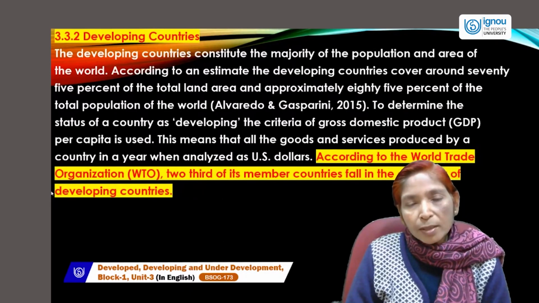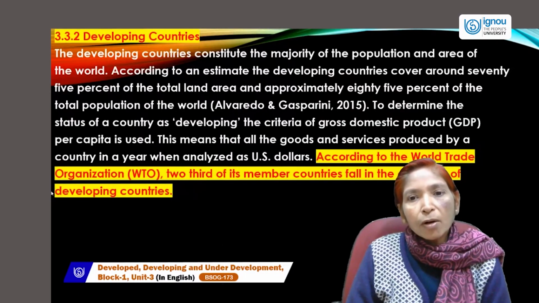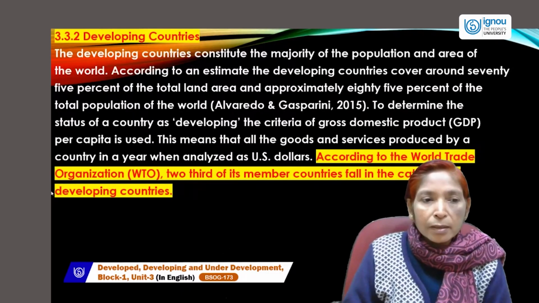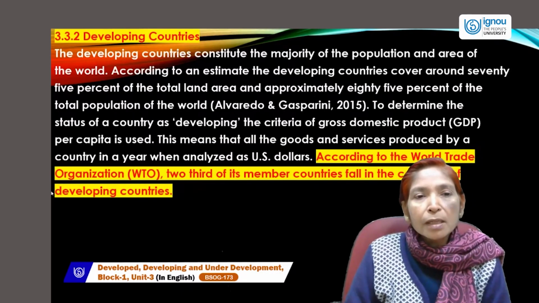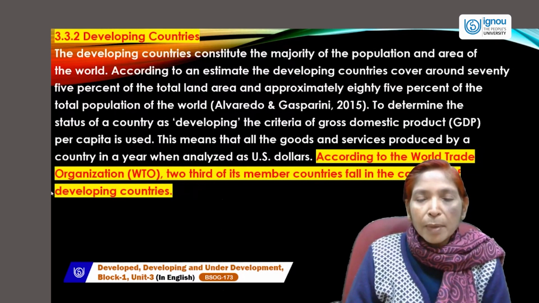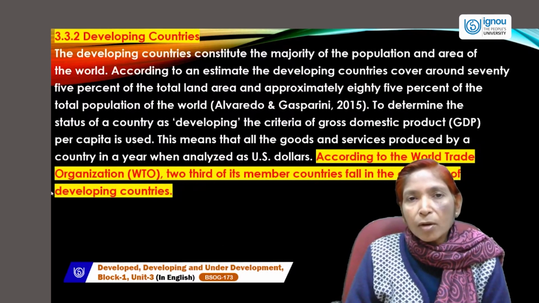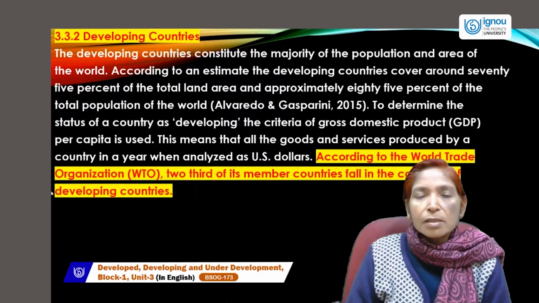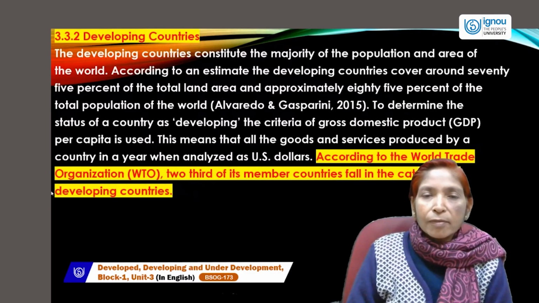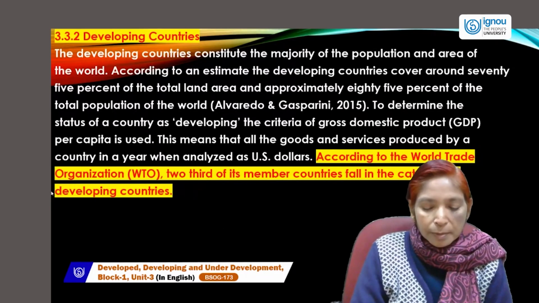And according to this World Trade Organization, around two-thirds of its member countries fall in the category of which countries? Developing countries. So developing countries are those countries which have higher population and less land area capacity. And we can define these developing countries according to the GDP, or gross domestic product per capita. This term can be used for defining the concept of developing countries.